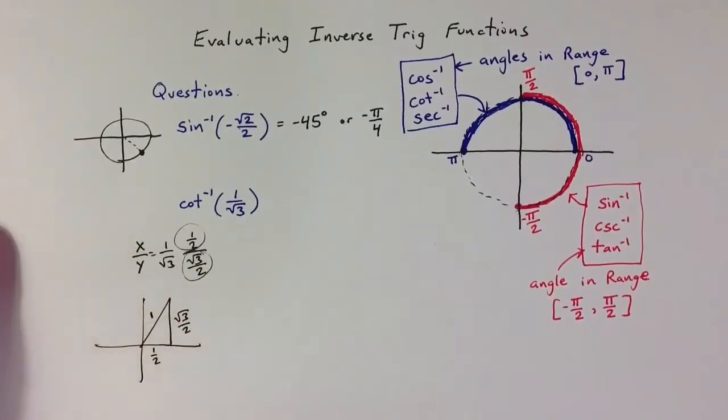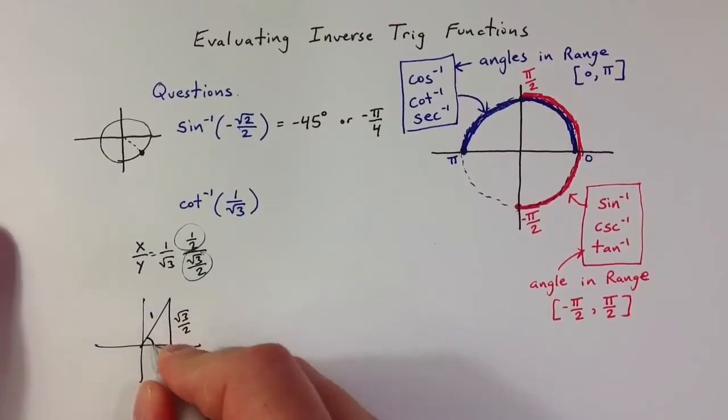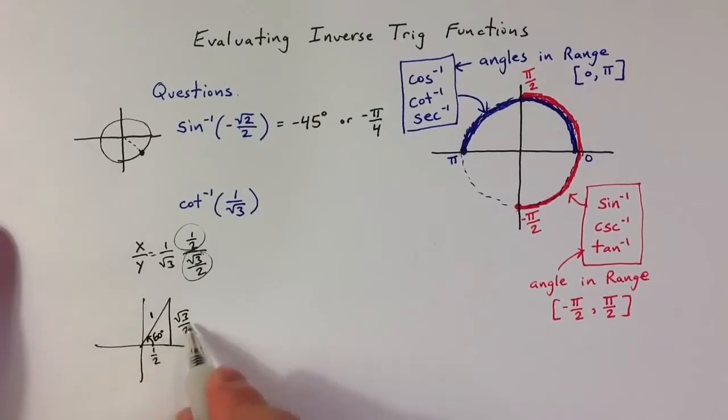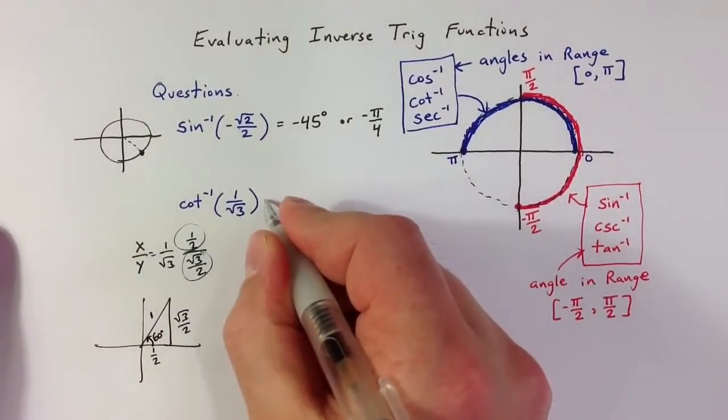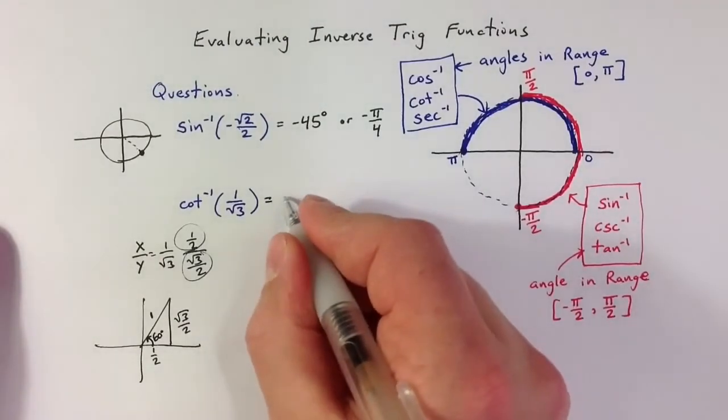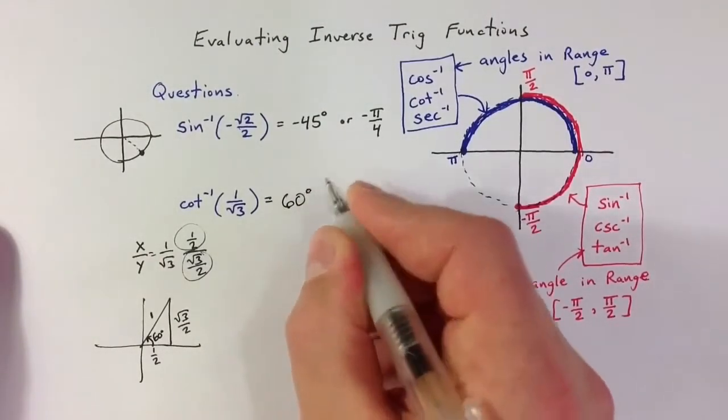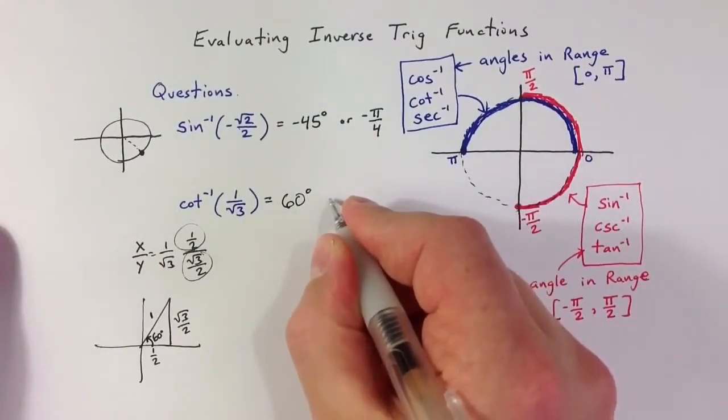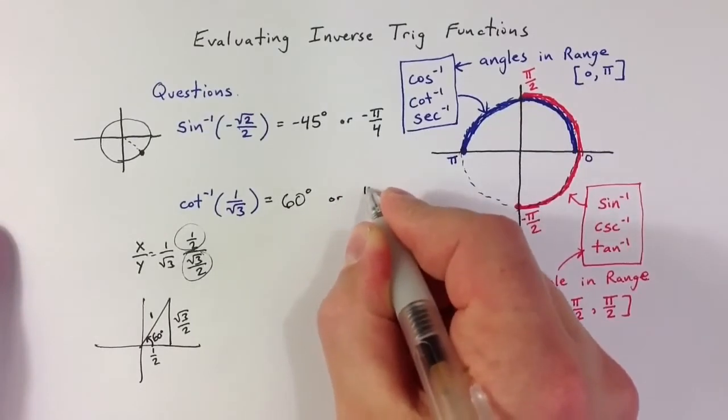But if I want it to be a point on the unit circle, I have to divide both of those by 2. And that means that this angle is going to be the 60-degree angle, the larger angle, because it's opposite that larger side. And so the angle measure that I'm looking for here is 60 degrees, or in terms of radians, that's the same as pi over 3.